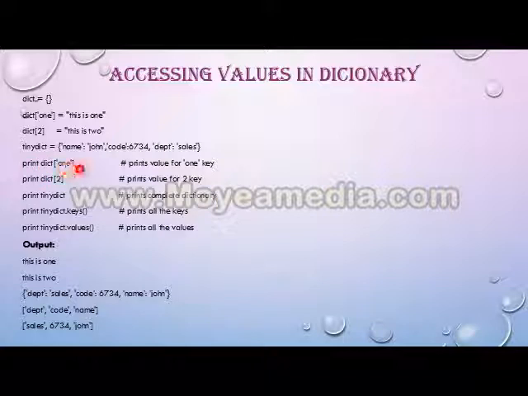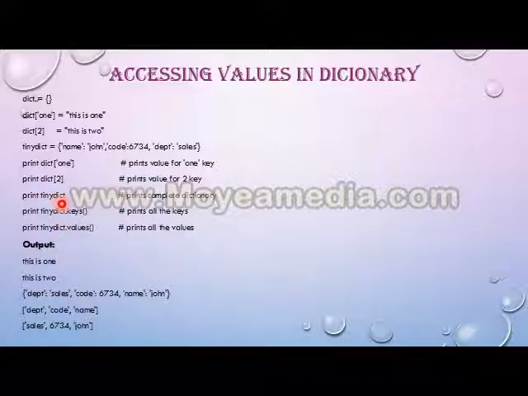Firstly, print dict 1. It will print the value for the one key. Where is the one key? Here is the one key. And what value is stored in it? This is 1. So it prints in the output, 'This is 1'. Now we have print dict 2. Okay, this 2 is a key. So what value is stored in it? This is 2. So it will print the value, 'This is 2'.